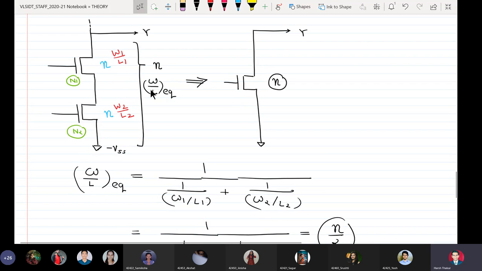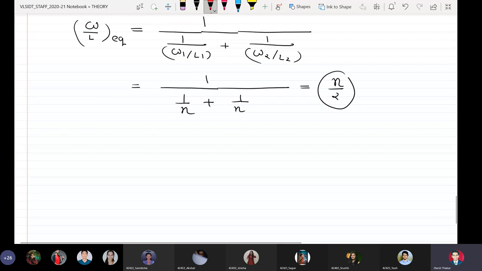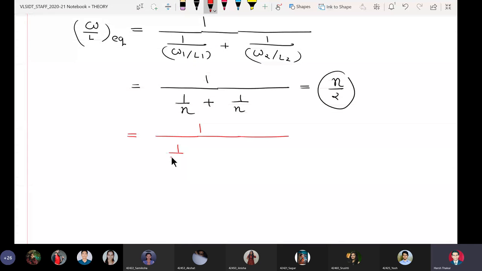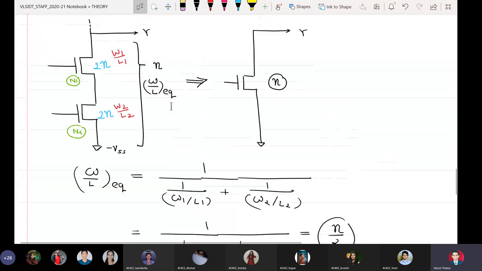So what I do is that if I use the sizes as 2n and 2n, naturally my goal is achieved. So in this case, my renewed calculation would be equal to 1 upon 2n plus 1 upon 2n, which is equal to n. This is what we wanted. So what is the conclusion? That if I connect two NMOSs in series, then the individual sizes should be 2n and 2n. If I connect three NMOSs in series, I should have the sizes 3n, 3n, 3n, so that the equivalent W/L ratio will be equal to n.